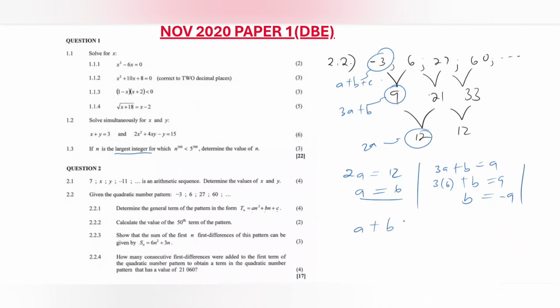And now we're looking for the value of c. a plus b plus c is going to be equal to minus 3. Our a, which is 6, b is minus 9, then plus c is equal to minus 3. 6 plus minus 9 is minus 3. Then we take it to the right: minus 3 plus 3 is 0. So c is 0. Therefore, our general term Tn is going to be equal to an squared, our a is 6, so 6n squared minus 9n plus 0. There's no need for writing a 0 in grade. Let's go to the next question.